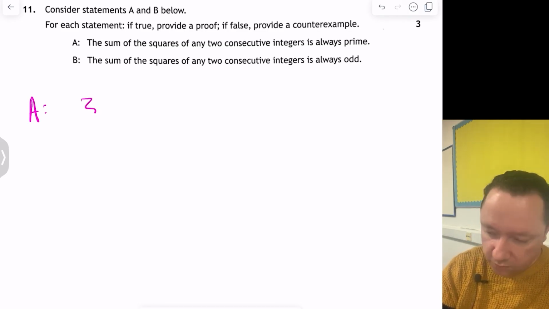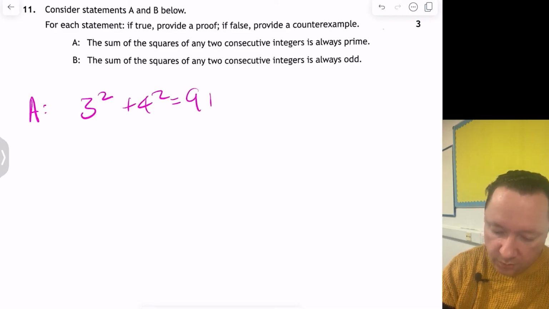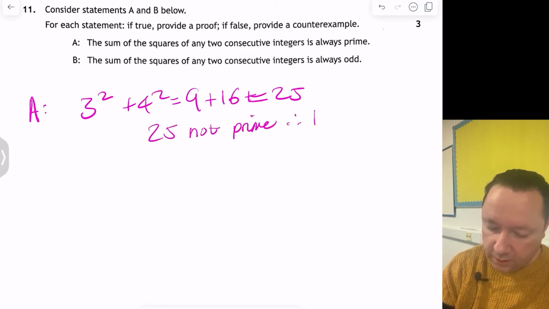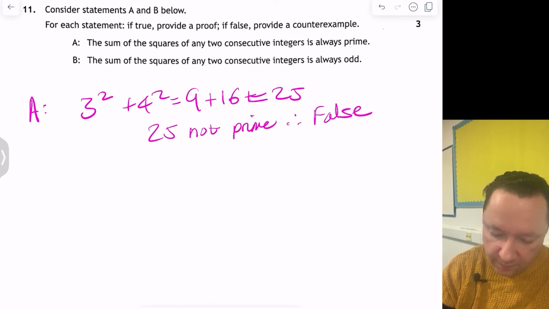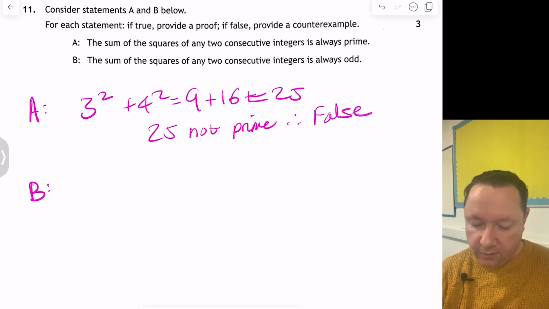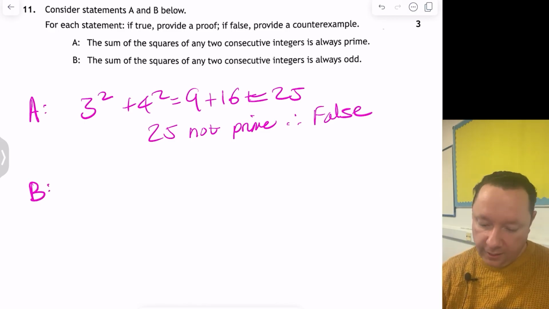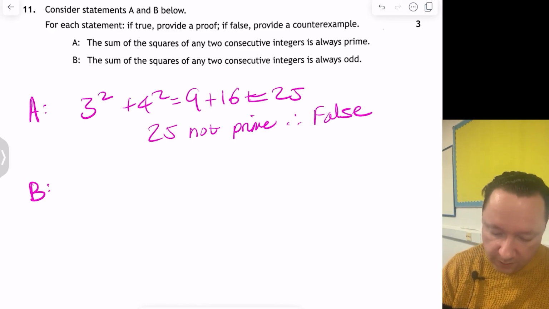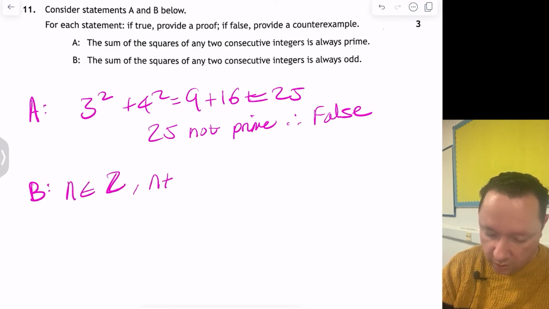3 squared plus 4 squared equals 9 plus 16, which equals 25. 25 is not prime, therefore it's false. I'm sure there's other examples, but that one will do. Okay, statement B: the sum of any two consecutive integers is always odd. Let's see if that is true by saying, let n be an integer, and then the next one is n plus 1.